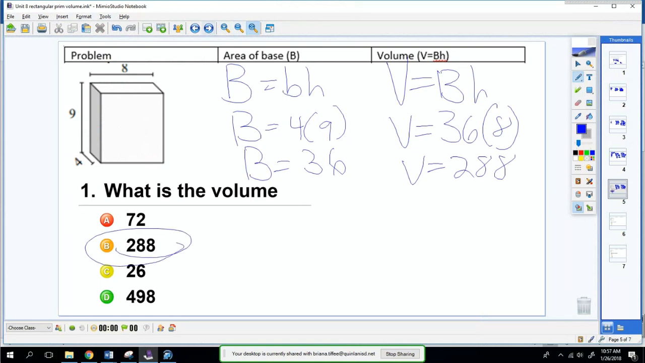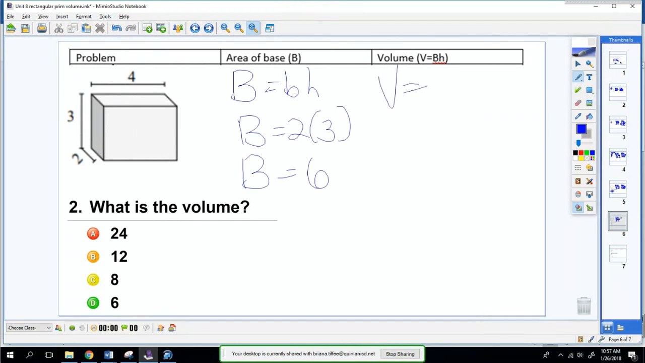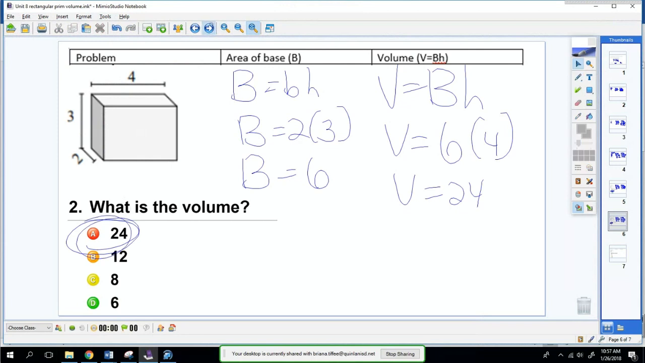All right, let's do another one. So try this one by yourself again. Pause the video. All right, so now big B is base times height. The base will be 2, the height will be 3. 2 times 3 is 6. The volume formula is big B times height. Big B is 6, the height is 4. 6 times 4 is 24. The answer is A.